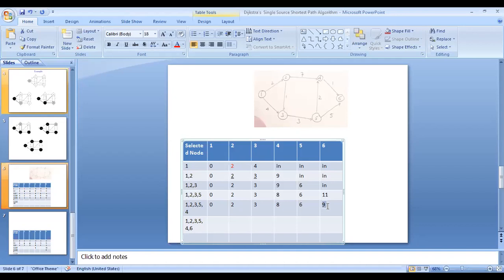Now, to analyze the time complexity of this Dijkstra's shortest path algorithm, that depends on how we implement the priority queue. As we have seen in the previous lecture, we can implement a priority queue by using a binomial heap as well as by using a Fibonacci heap.